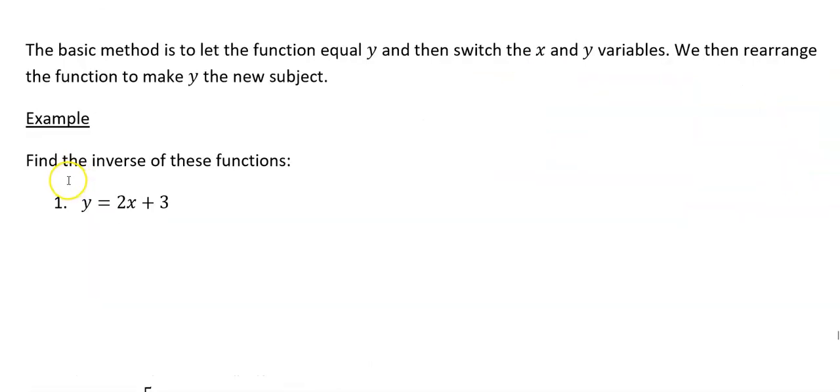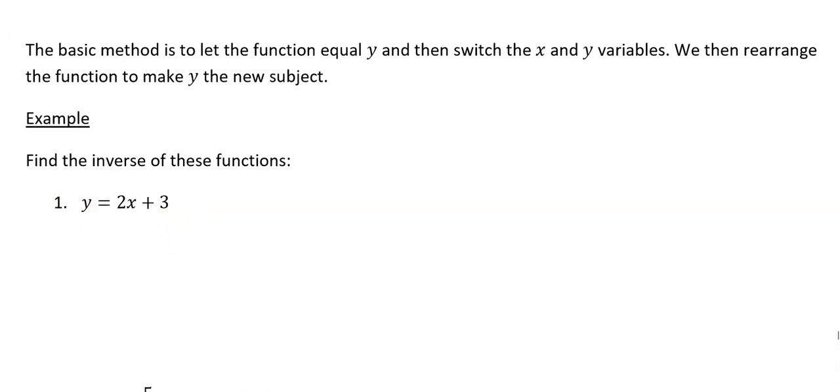Okay, this is a wee trick really for how we can do these. So it says the basic method is to let the function equal y and then switch the x and y variables. We then rearrange the function to make y the new subject. So I'm going to do this with this function. This is y is equal to 2x plus 3, and I'm going to put in a couple of numerical examples just to show you that it does actually work.